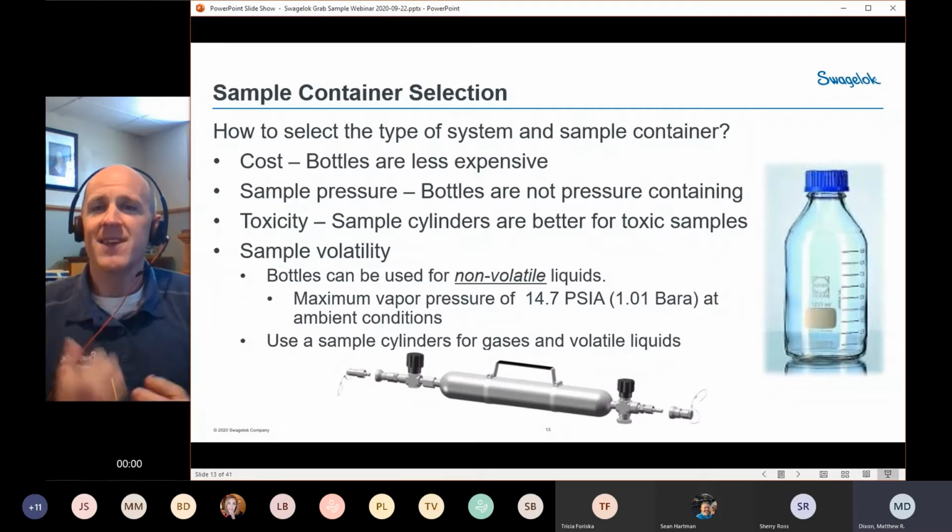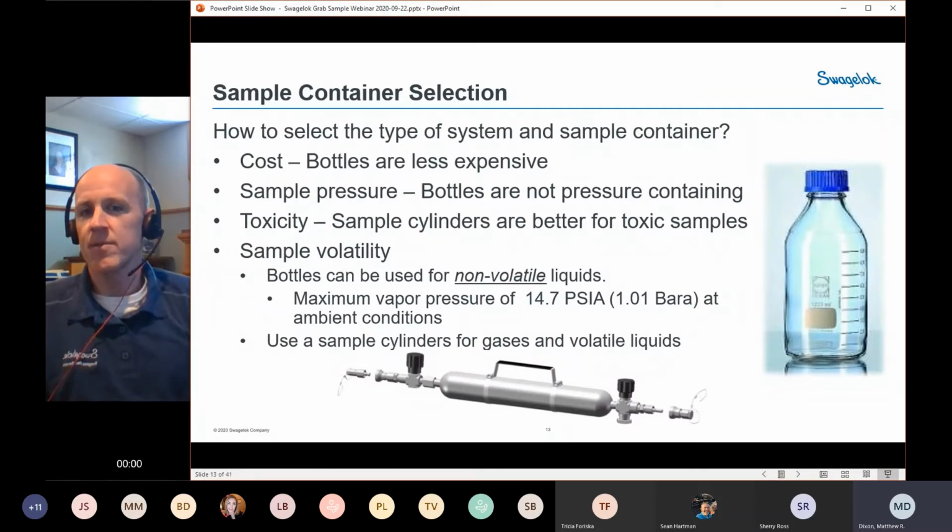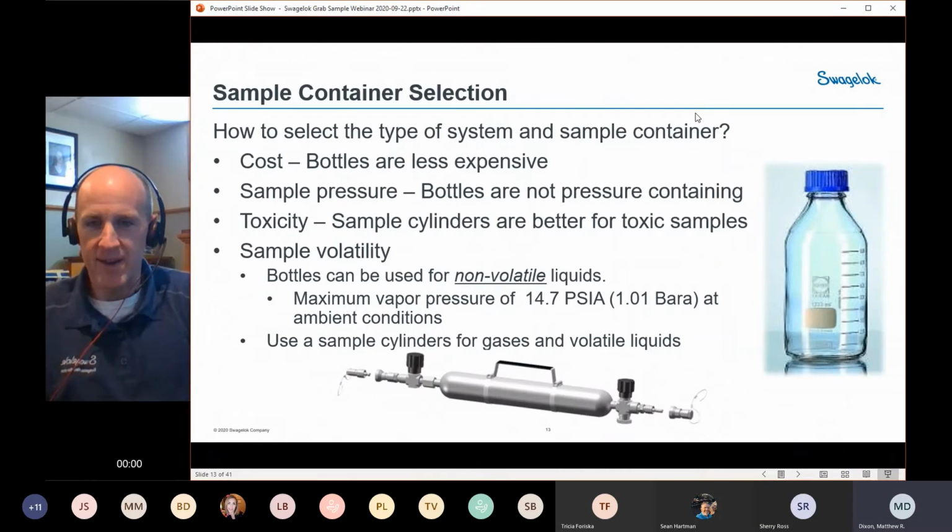So what are the deciding factors? Cost, of course, is always a big one. This glass bottle, as you might imagine, is quite a bit less expensive than a sample cylinder assembly. So in general, if we can, we're going to use a glass bottle where it makes sense. But there are definitely some limitations with that. So for example, our pressure. This bottle is really not intended to be pressure containing. Maybe you could get a few PSI out of it, but you're not going to get 100 PSI out of it, that's for sure.